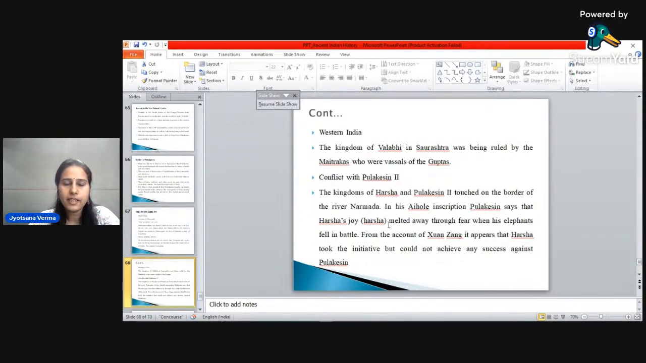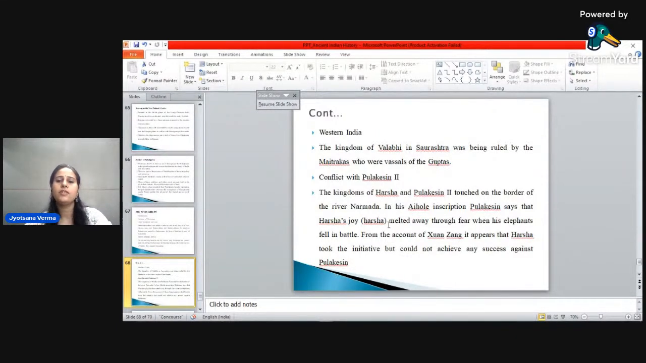He also conquered Western India, and the kingdom of Vallabhi in Saurashtra was being ruled by the Maitrakas, who were vassals of the Guptas. The important conflict of Harshavardhana was with Pulakeshin II. The kingdoms of Harsha and Pulakeshin II touched on the border of the river Narmada. The Aihole inscription of Pulakeshin says that Harsha's joy melted away through fear when his elephants fell in battle.